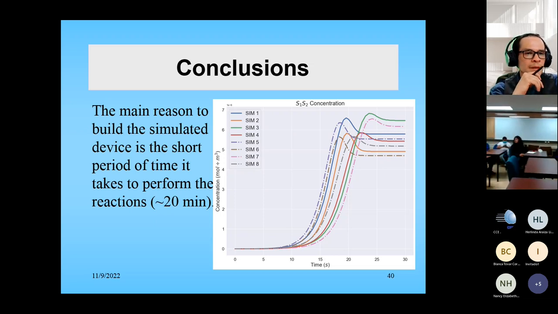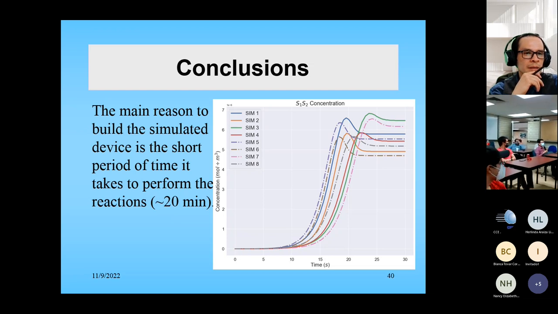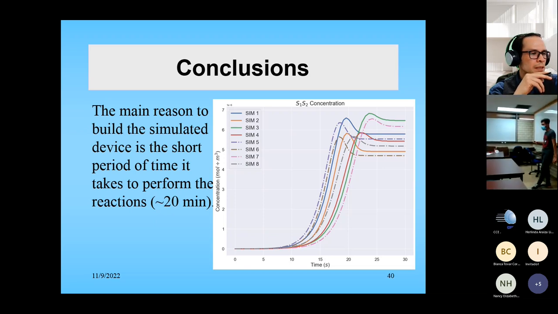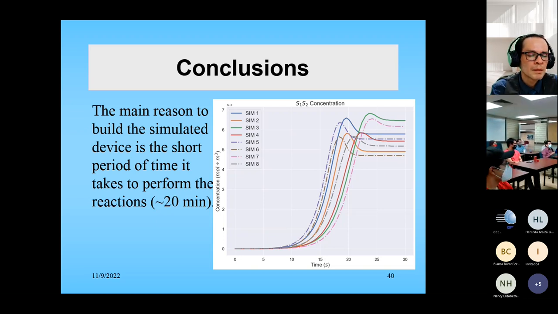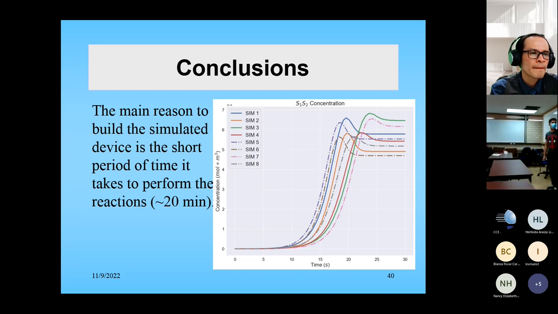How much time does a normal PCR reaction take? The traditional PCR devices take 30 minutes to perform the reactions or more. So your system compared with the commercial ones, how much time does it save? Compared to some of the commercial ones, it performs the reactions a little bit faster.